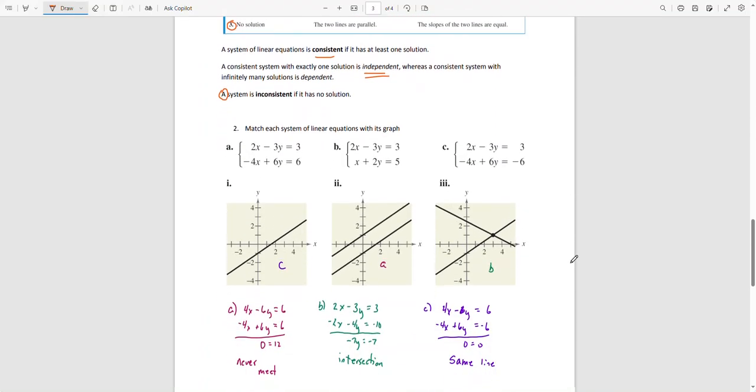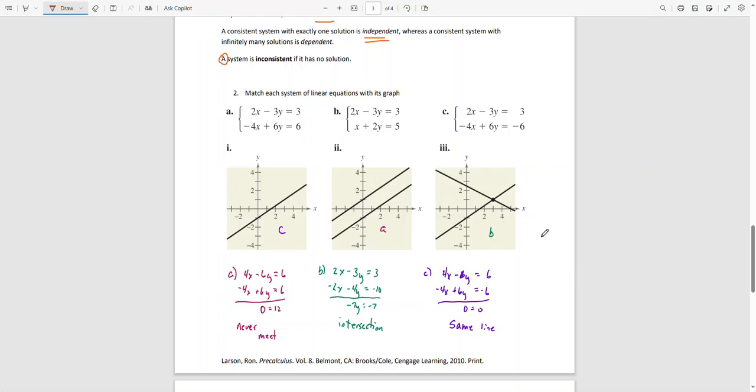Coming back down, we're going to match each system of linear equations with its graph. So what I did is I took A and I said, all right, let's eliminate this x. I multiplied the top equation by 2, so I'll have 4x minus 6y equals 6. I just did the first step and I got 0 equals 12. That's never true, so they will never meet. Graph 2 goes to part A.